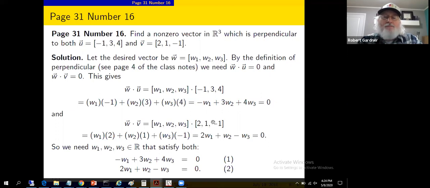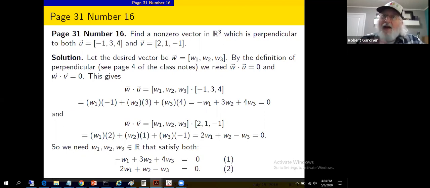By the way, smart-aleck answer: geez, I just take W1, W2, W3, all of them to be zeros, and we've got it. Yeah, they disallowed that, though. It's true, the 0 vector is perpendicular to both of them. It's kind of uninteresting. The 0 vector is perpendicular to everything.